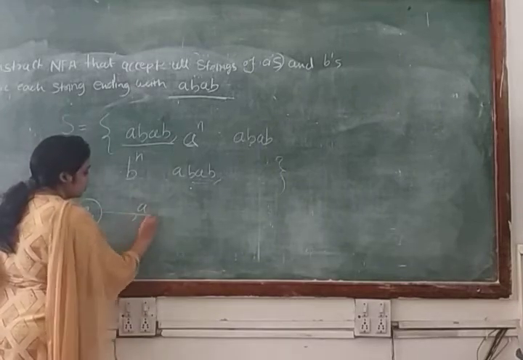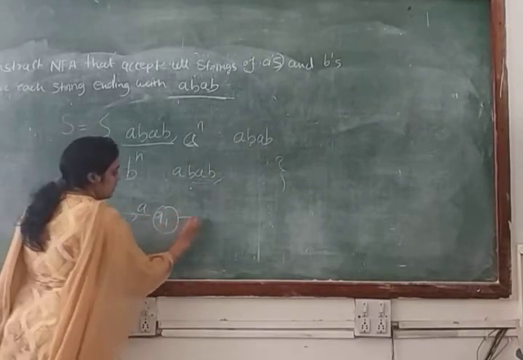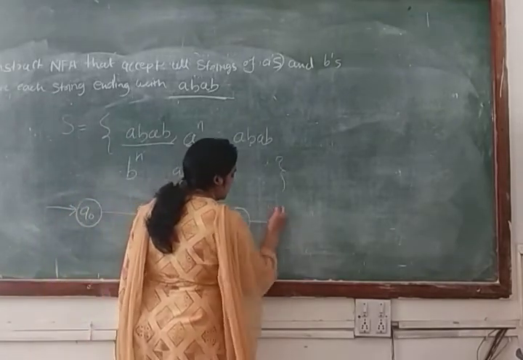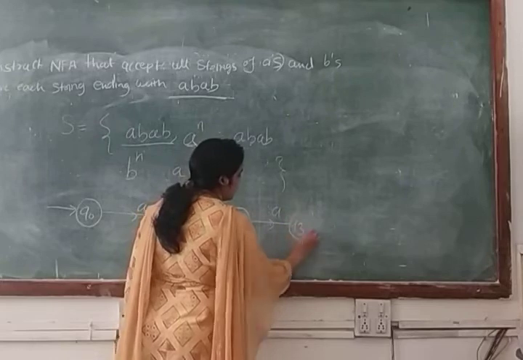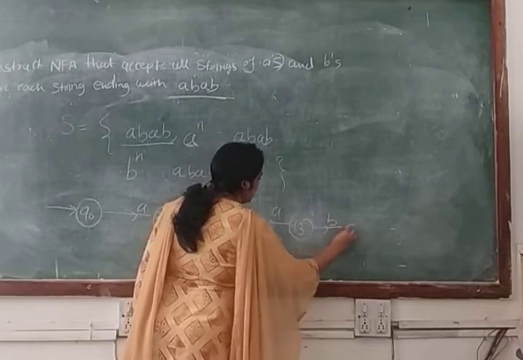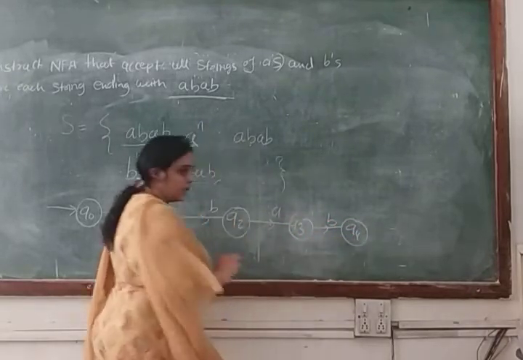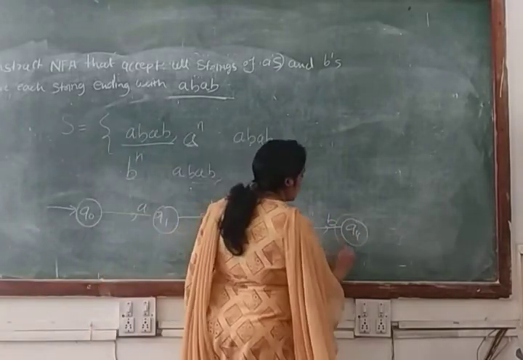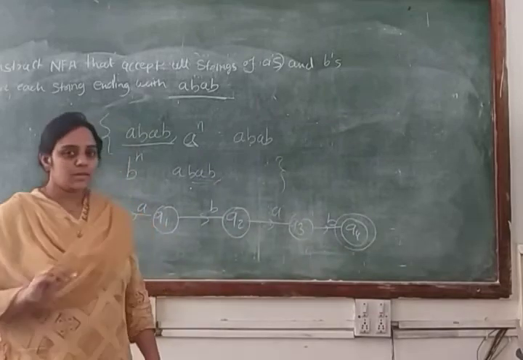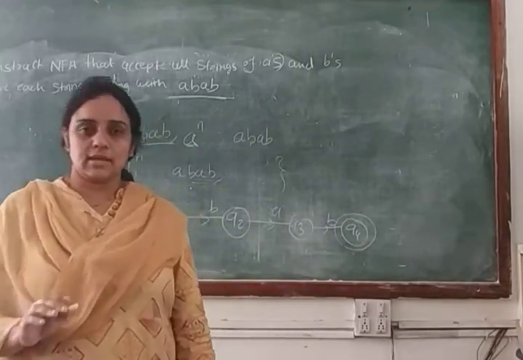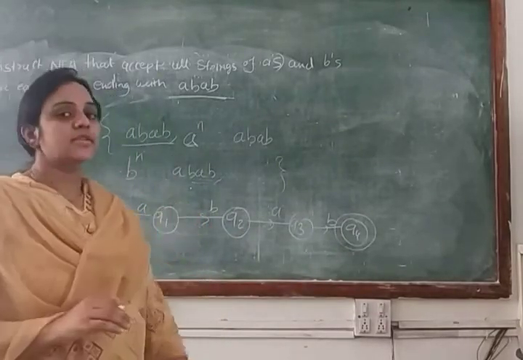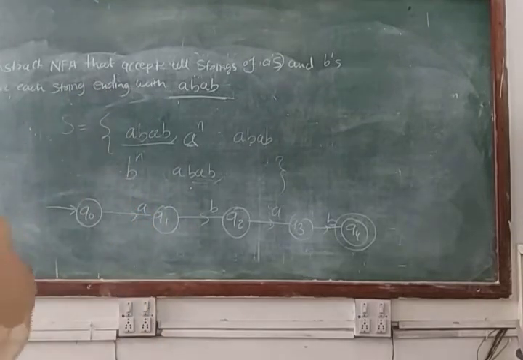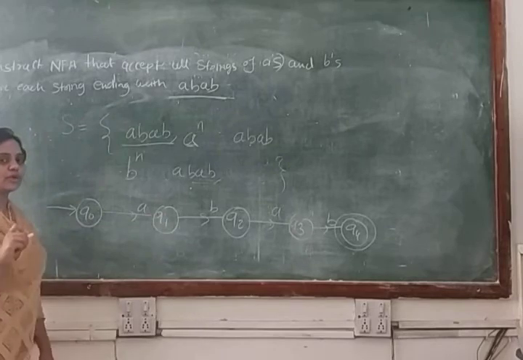Now we will make condition for A, then B, then A, and then B. Okay. Now we have to make Q4 as a final state, because if you are not making a final state, that means your machine will not accept anything. And these are language recognizer machines. That's why we have to make a final state in your machine. So this is your machine for the smallest length string.